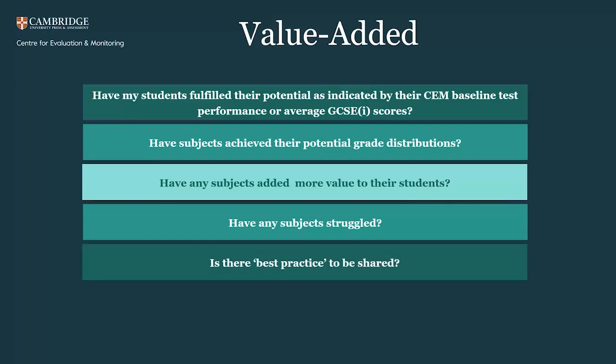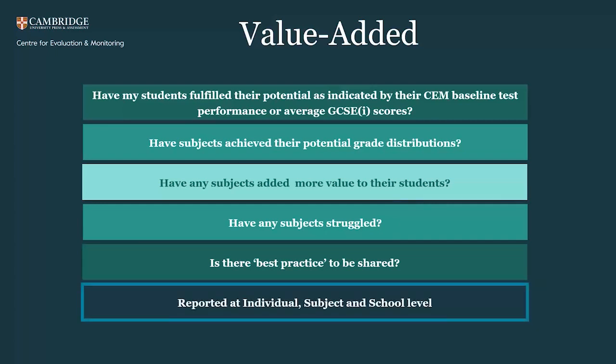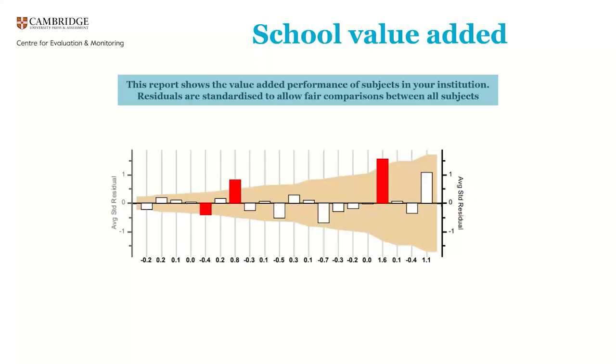Any subjects who have achieved positive value added, have they been doing something different that maybe can also be implemented by other subjects to see whether they can reap the same kind of rewards that our positive value added subject has actually achieved? So value added will be reported at individual subject and school level. So a little example file here, just to see what we're actually looking at. This gives us all of our subjects. Each one of those bars relates to an individual subject.